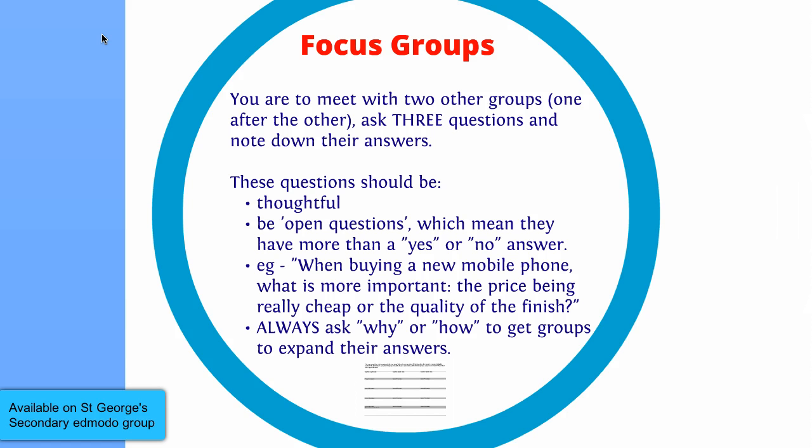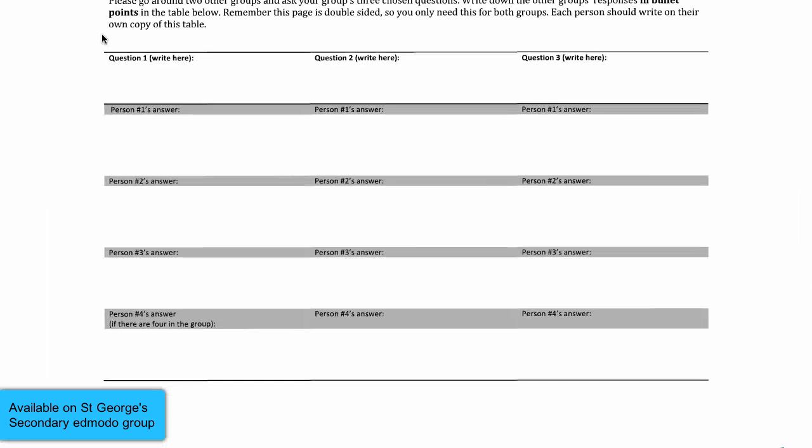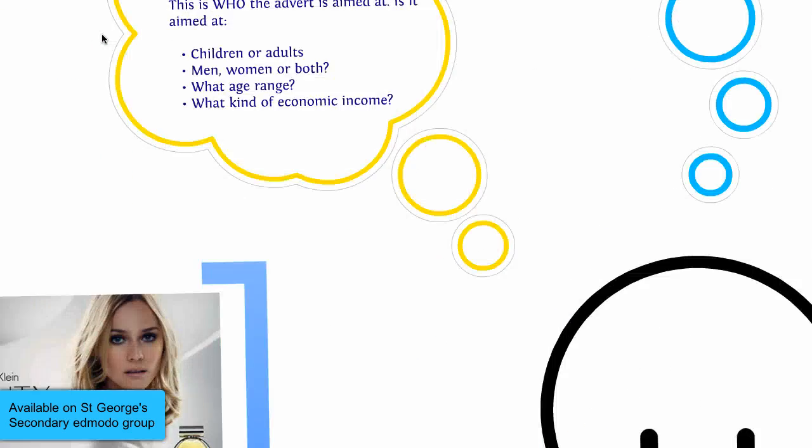You probably would want to ask a question possibly about the price range, if you felt it was a fair enough price range, and so on and so forth. So for example, you could ask, when buying a new mobile phone, what is the most important, the price being really cheap or the quality of the overall finish of the different kind of materials used for it? Always ask why or how after somebody's given you their answer, just to get people to expand their answers in more depth. And this is a copy of the table that you will all be using to write down your different answers from the different groups.